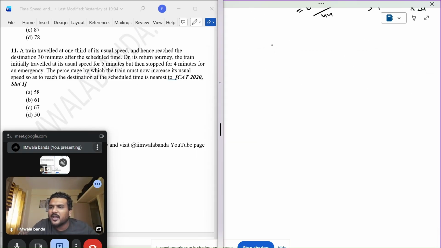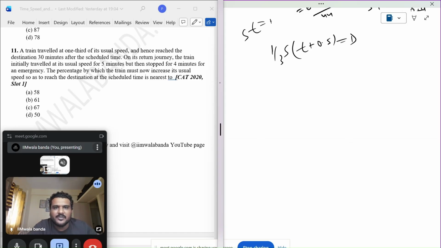Last question. A train travels at one third of its usual speed and hence reaches the destination 30 minutes after the scheduled time. Let the scheduled time be T, let the normal speed be S. When it is one third of its usual speed, it reaches the destination 30 minutes after the scheduled time. So it is taking this much hours more. So this is the first equation.